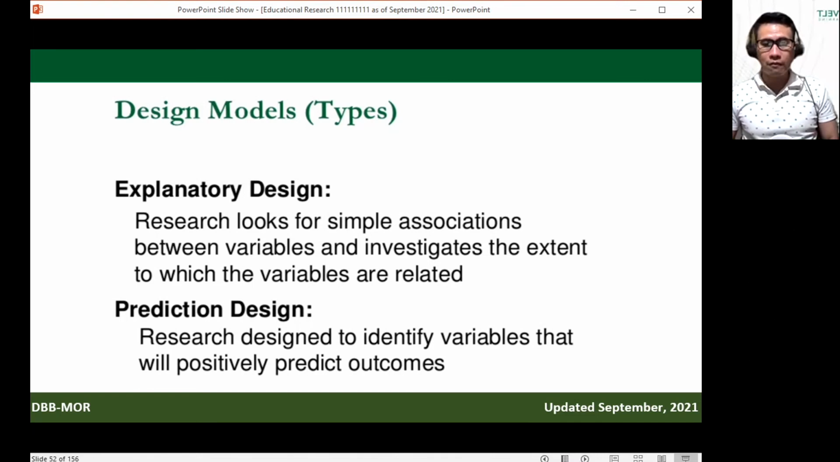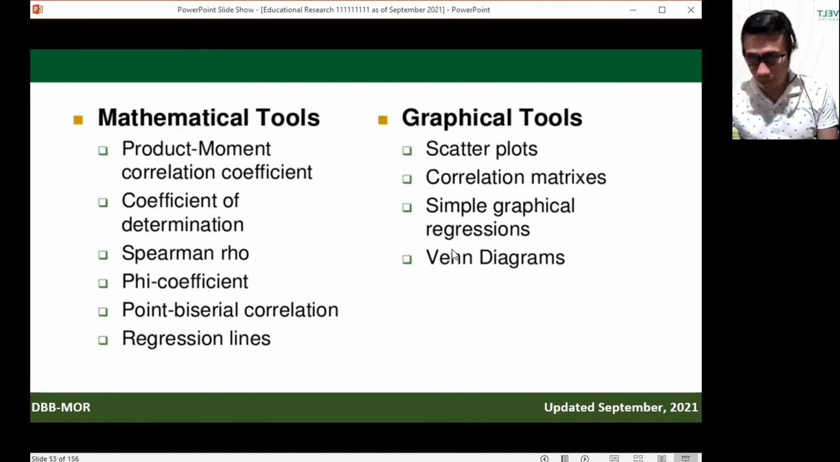You have to identify variables that will positively predict outcomes. If it is positively correlated, no, is strongly correlated, then you can predict the outcome. So the statistical tools that can be used, product moment correlation. So these are the tools, and then the graphical tools in order for you to present the data, the result of your research.